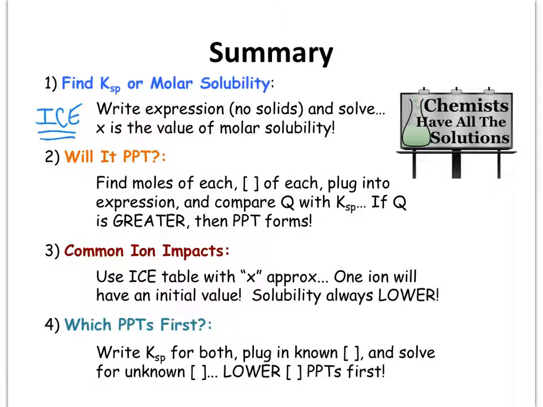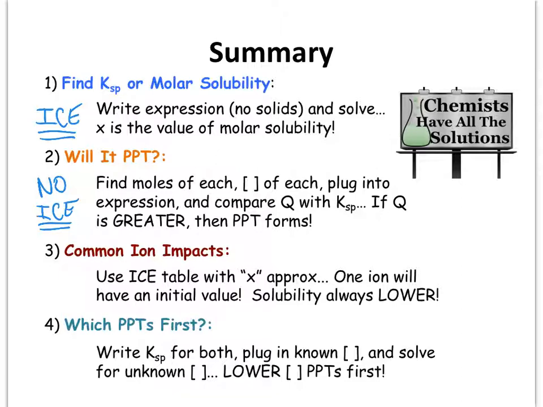You could see will it precipitate problems. And for those types of problems, we do not use ice. So no ice table for the will it precipitate type problems. You simply find the number of moles of each of the ions in the precipitate. Pay attention to the number of the ion in the actual compound you're dealing with. You figure out the concentration of each of those ions, and then you plug the concentration into your Q expression and compare that to KSP. If Q is greater than KSP, a precipitate will form.